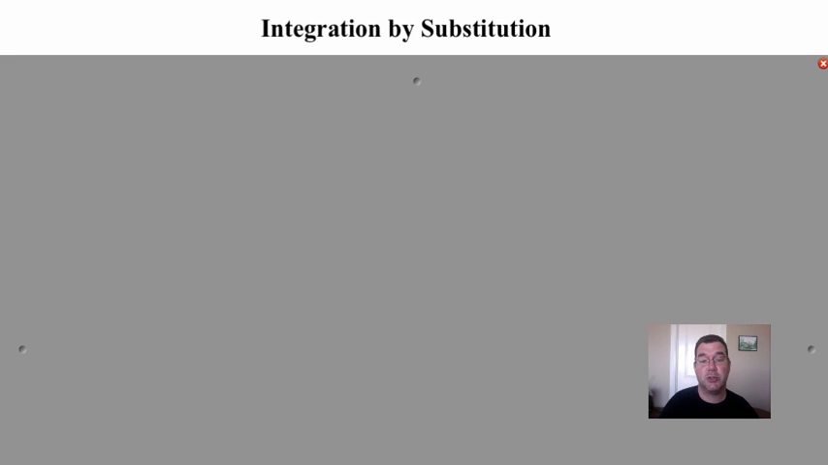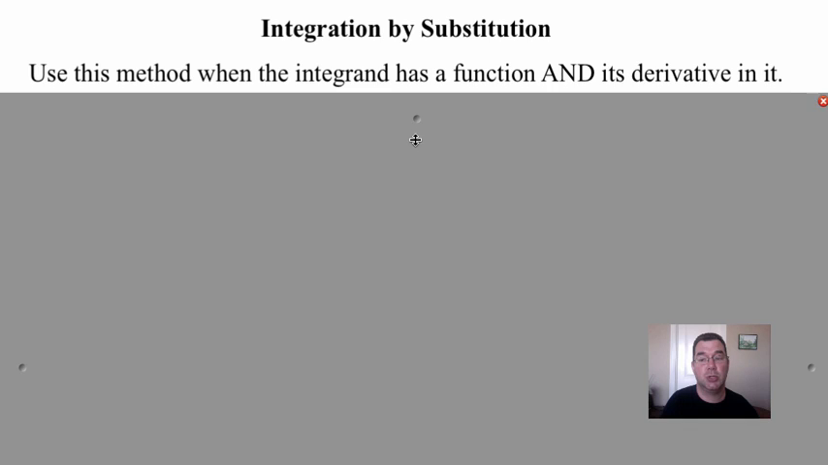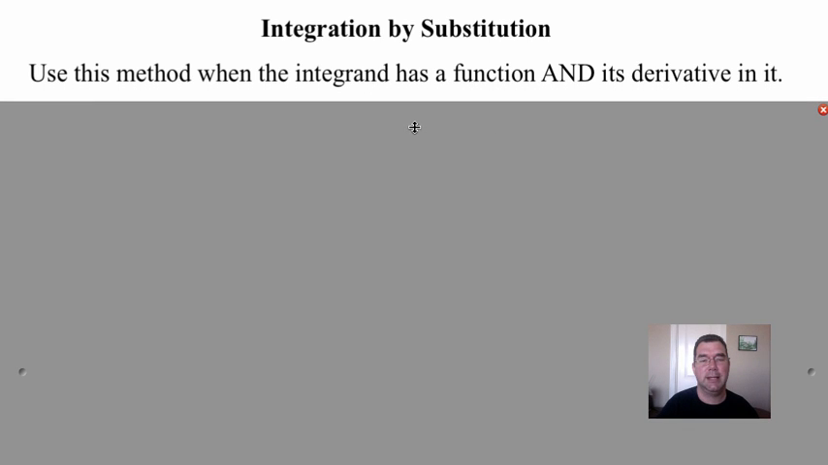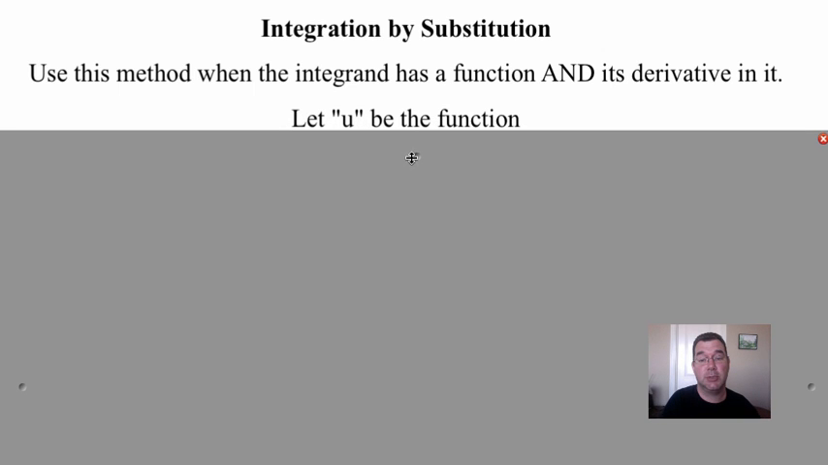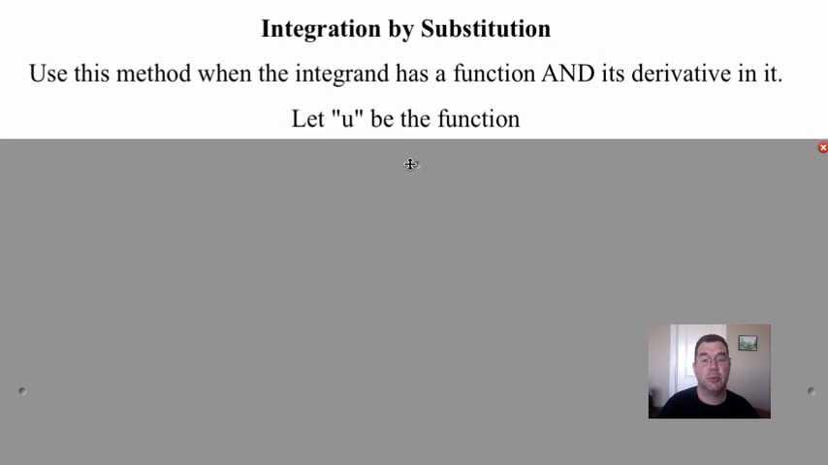This is one of those strategies. This is called substitution. So first, let's talk about when you would even think about using integration by substitution. First of all, you would want to see if what you're taking the integral of, and I call that the integrand, if you see that the integrand has a function and its derivative in it, that's when you would want to use u-substitution.